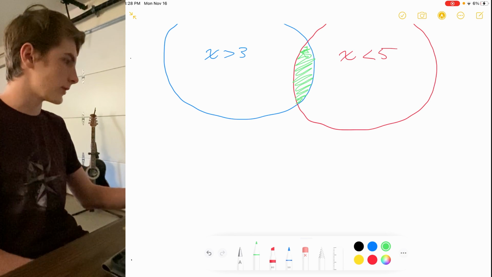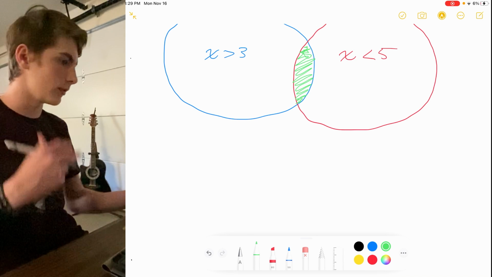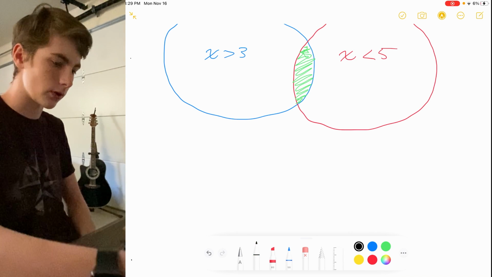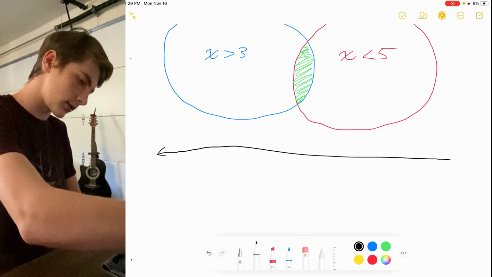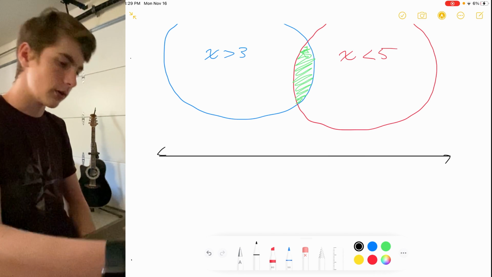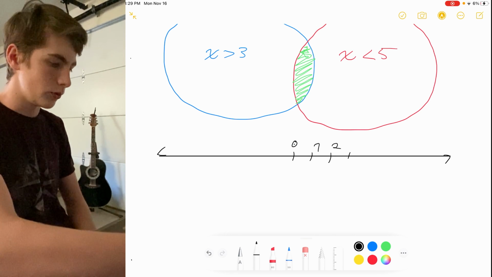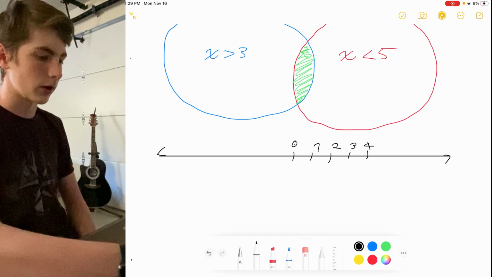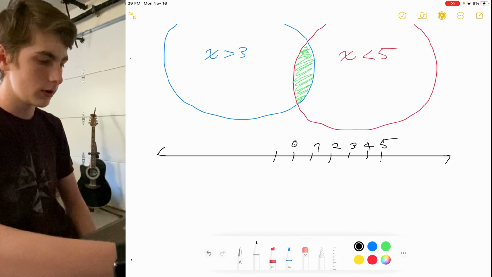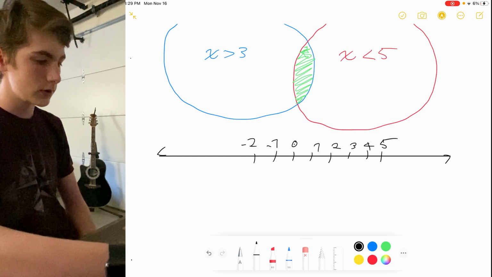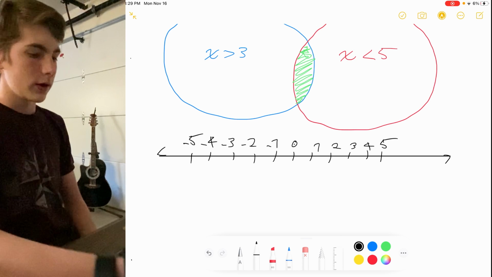If we wanted to graph something like this, we would start with the x greater than 3. So let me create my number line. We're going to need a few number lines today. Okay, so we have 0, 1, 2, 3, 4, 5, -1, -2, -3, -4, -5.